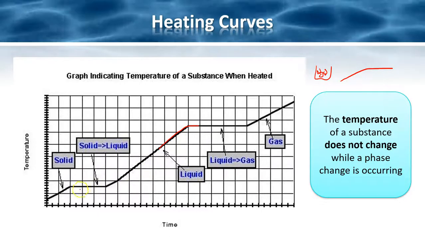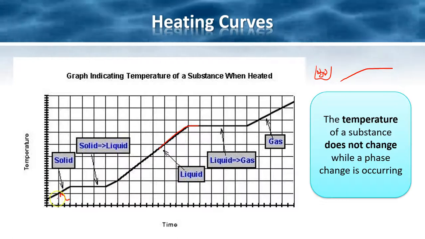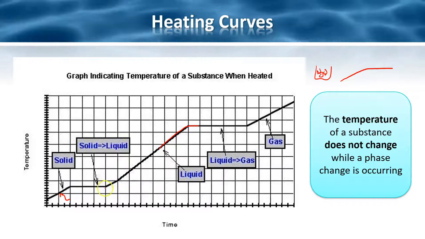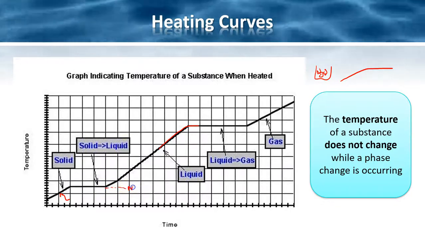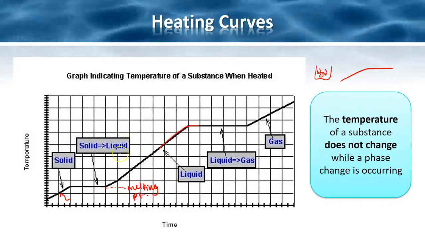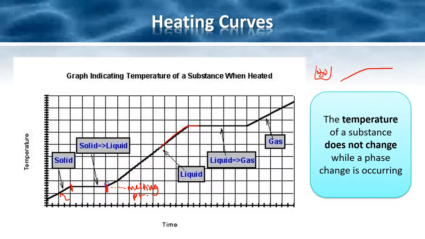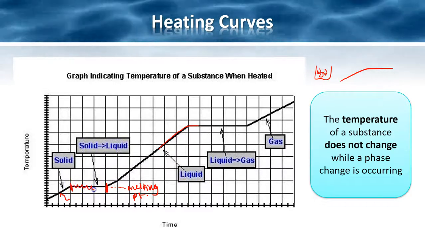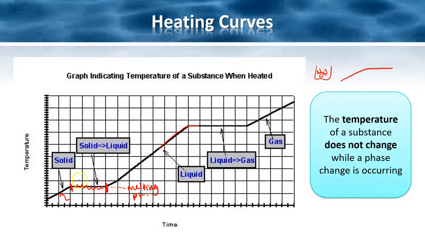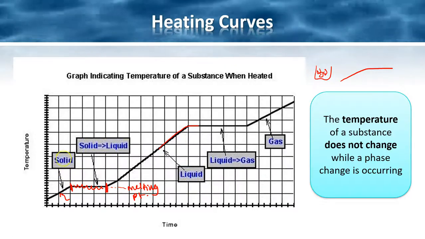What this graph is saying is that at this point, the solid heats up until it reaches the melting point of the substance. Once it reaches the melting point, what you have over this flat region is the phase change. So this is when it is a mixture of solid and liquid. The temperature does not change while there is a mixture of two phases.